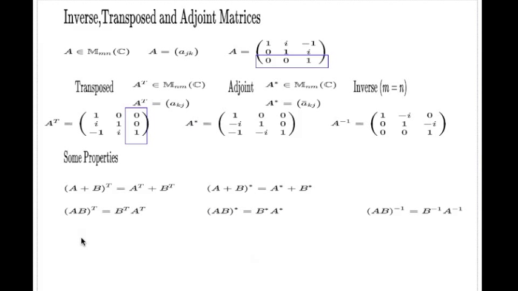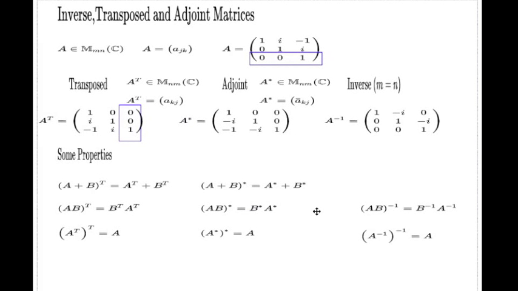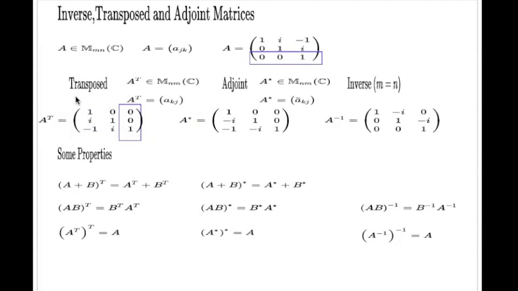What else do I have? Double transposition obviously brings the same matrix back. Double adjoint obviously brings the same matrix back. And double inverse obviously brings the same matrix back. Good. There is a connection between these three properties and the determinant, and that's the connection expressed by these three identities. The determinant of the transposed matrix is the same as the determinant of the matrix itself.